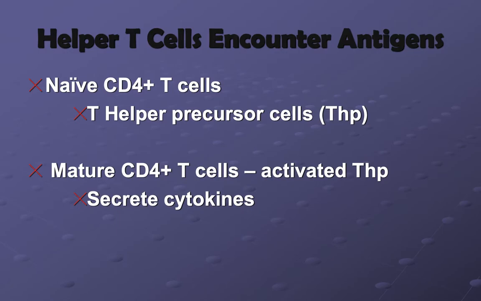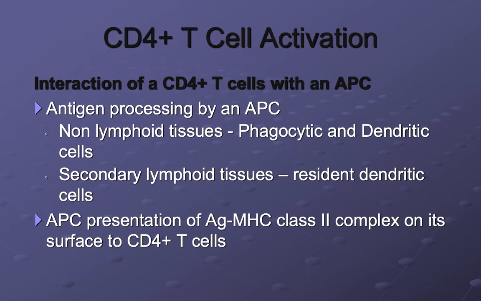Immature or naive T cells, as we call them, immature naive CD4 T cells, will commit to being T helper precursor cells, and once they mature into activated ones, they are ready to secrete a set of cytokines that are important for other immune processes. For this maturation to occur, antigen presentation is a must. So antigen presentation is necessary for the maturation processes to actually be activated.